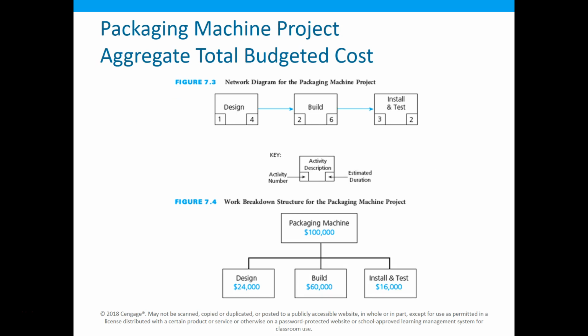So here we have a budget: design, build, install, and test. And here we can actually put some pieces down then into here. So packaging machine, design, build, install, and test. And notice if those are added right, those should add up to that 100,000. So as we break it down, we can get closer and closer results.